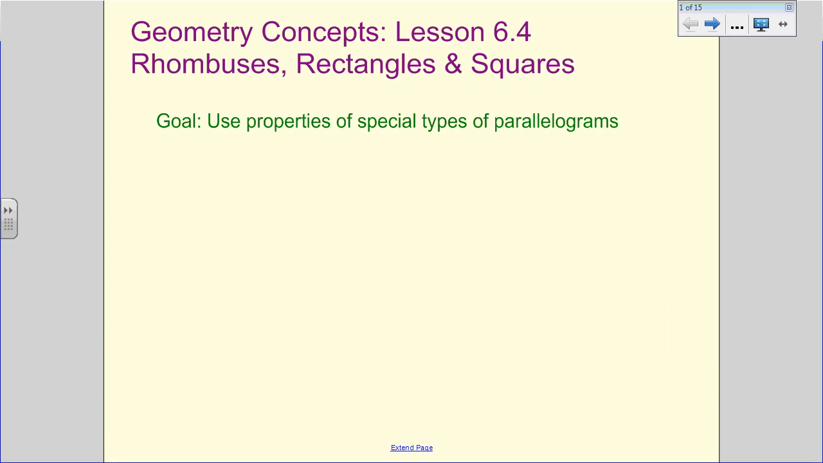All right, ladies and gentlemen, today what we're going to do is take a look at rhombuses, rectangles, and squares. And I would assume that the majority of you recognize rectangles and squares. But these are known as special types of parallelograms. So we're going to use the properties of those special types of parallelograms to start identifying them.